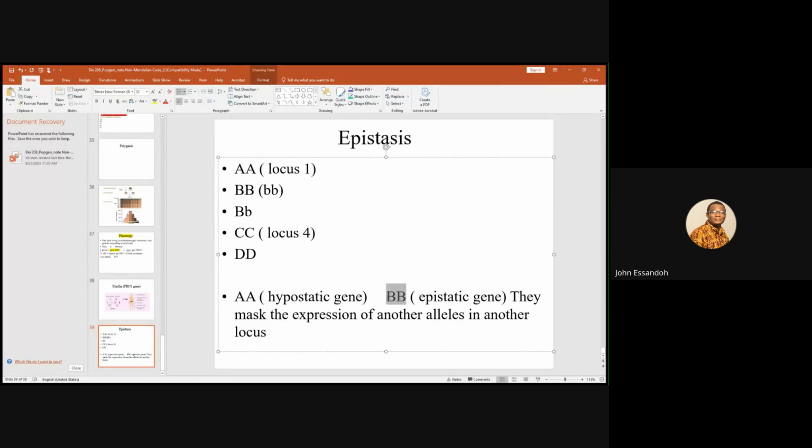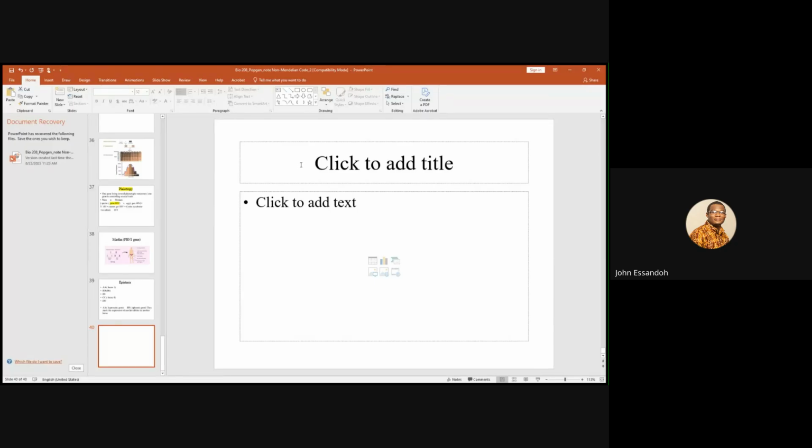But the presence of this boy on the dining table means that you are not going to eat. So the presence of this allele here has masked the expression of this one. The one that has been masked becomes the hypostatic gene, and the one doing the masking, doing the suppression, becomes the epistatic gene. Okay, all right. And then the last part, and then we call it a day.